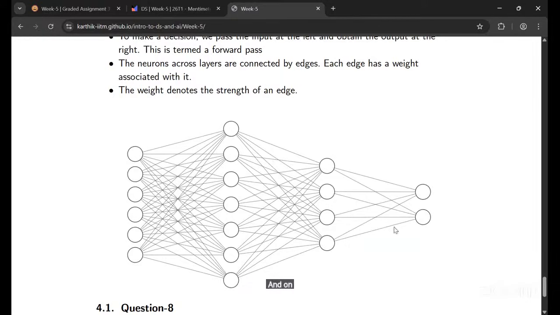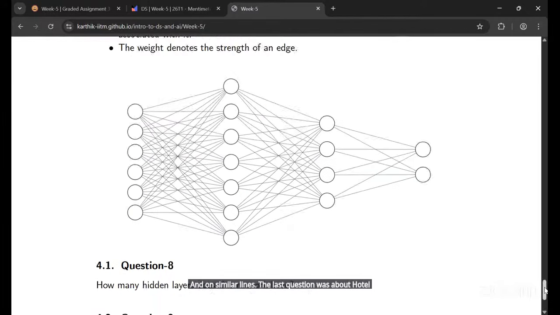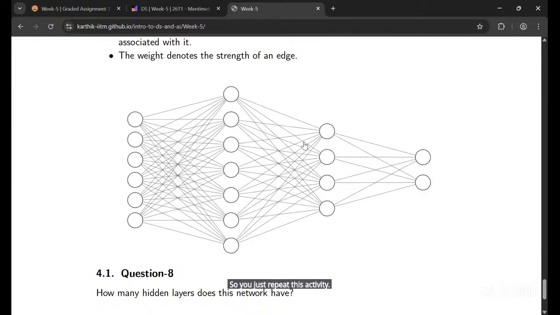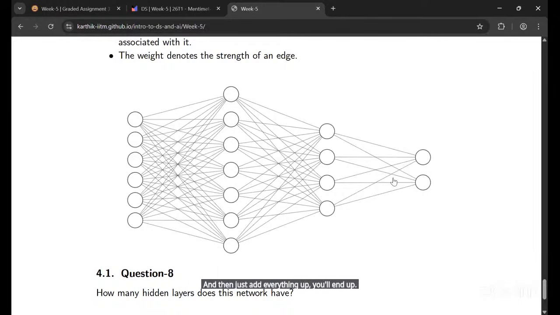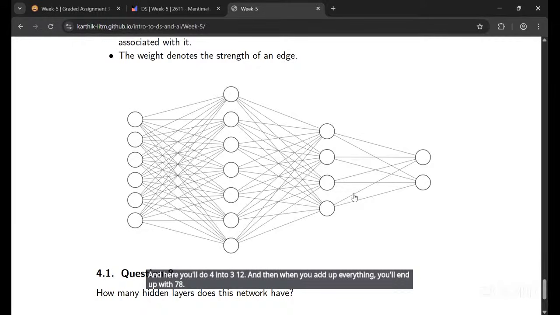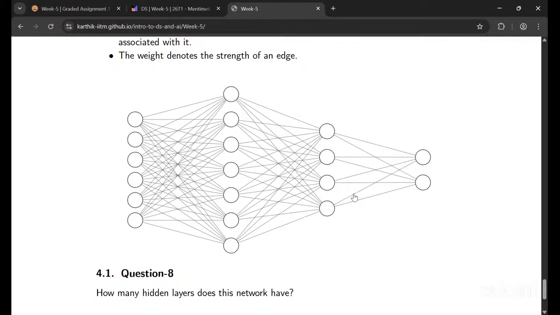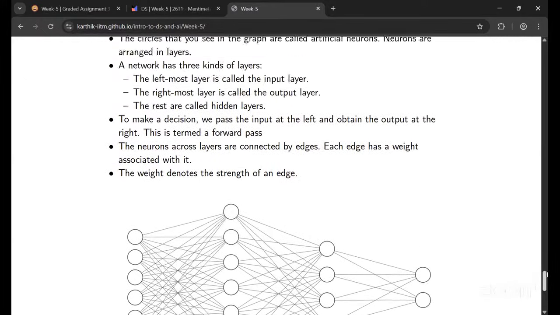On similar lines, the last question was about the total number of weights. So you just repeat this activity for this bunch here, and then this bunch here, and then add everything up, and you'll end up with 78. So here you will do 7 into 4, which is 28. And here you will do 4 into 3, which is 12. And when you add up everything, you will end up with 78. Okay, I hope this is fine with everyone.